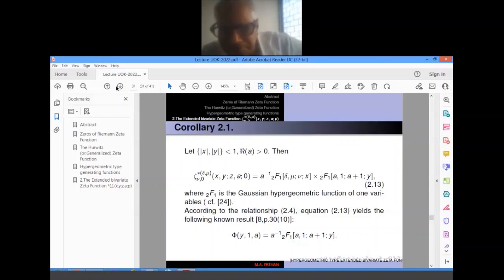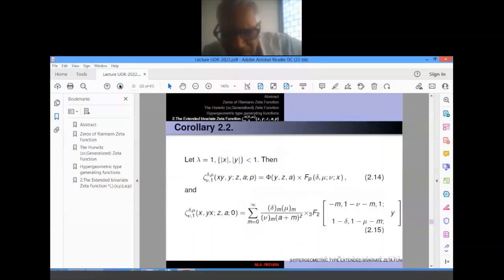That means we can see that this relationship will actually be giving us as a special case the following: phi y1a equal to a to the power minus 1, 2 upon a1 a plus 1 y. Already you can see that this is the product of phi and Fp. So this left hand side is again zeta function, and another relation is the zeta function, but the right hand side is containing a function that is given by 3F2.